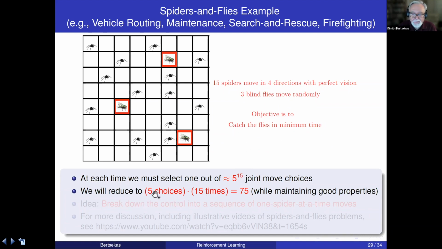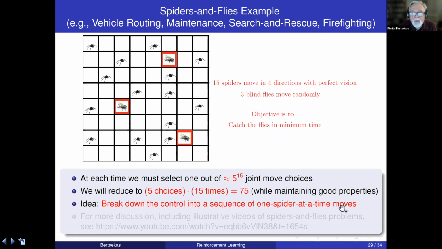Now, we are going to reformulate the problem so that the control space is much smaller. Altogether, it involves a polynomial number of choices, 75 instead of 5 to the 15. And still, with this reformulation, we are able to apply rollout and maintain good performance guarantees for this rollout algorithm. The idea is, instead of considering joint move decisions, to break down the control into a sequence of one spider at a time moving.